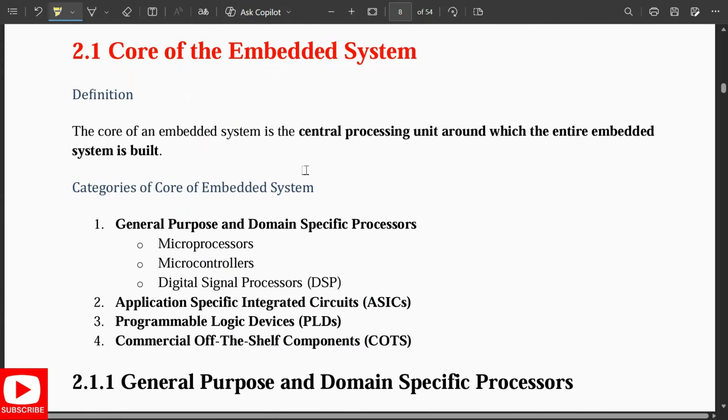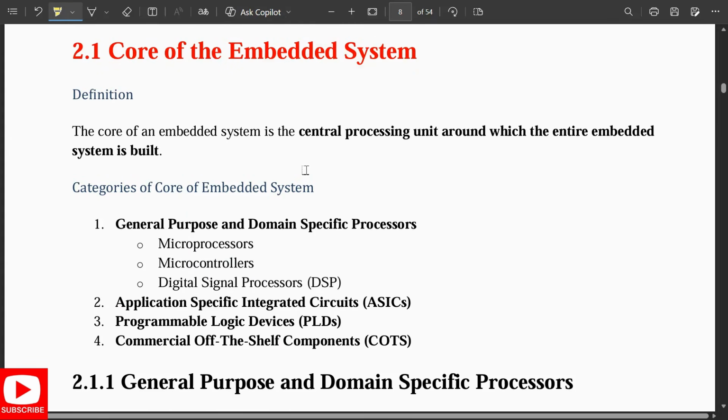Then comes the core of the embedded system. This is also a question that has been asked in one of the question papers. The core of the embedded system is the central processing unit around which the entire embedded system is built. This is the main brain. The categories inside the core of an embedded system are general purpose and domain specific processors, that is microprocessors, microcontrollers or digital signal processors. Then come application specific integrated circuits, programmable logic devices, and commercial off the shelf components.